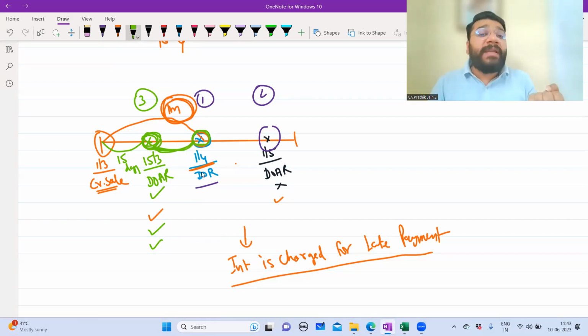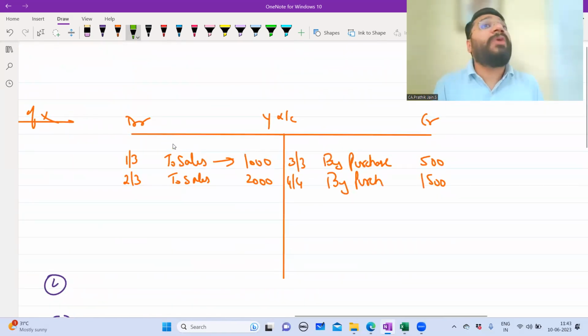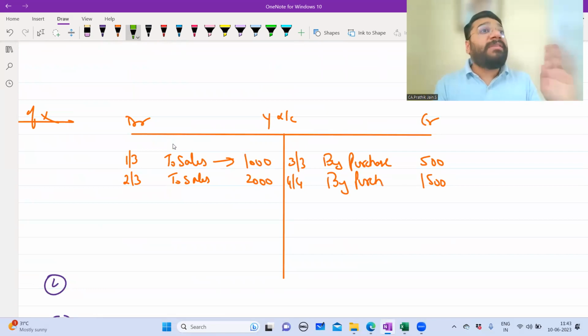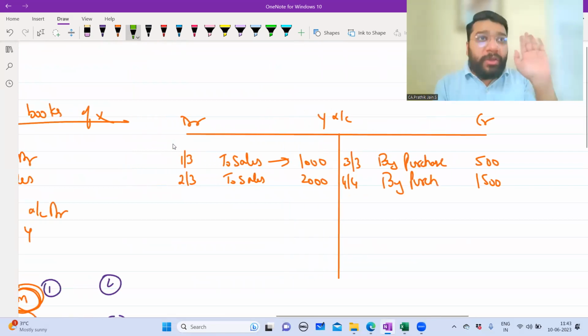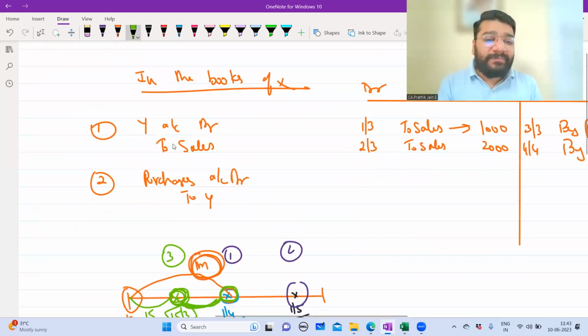X is okay to receive money on 1/4, which means on 15-3, whatever surplus money Y is having, he will not keep that money idle. Till 1/4 comes, he will invest this money somewhere else. Let's say he's investing this money in a fixed deposit. Now imagine this sale is not 1,000 rupees. Imagine the sale is 1,000 crore rupees. 1,000 crore at the rate of 7% per annum. If you put a fixed deposit for 15 days, how much is the interest? Please calculate.